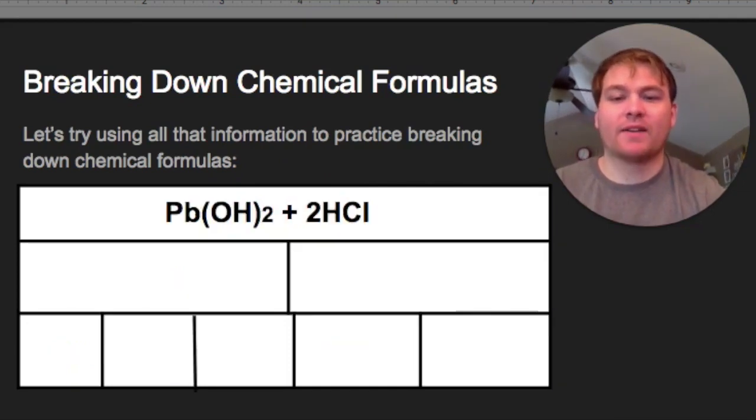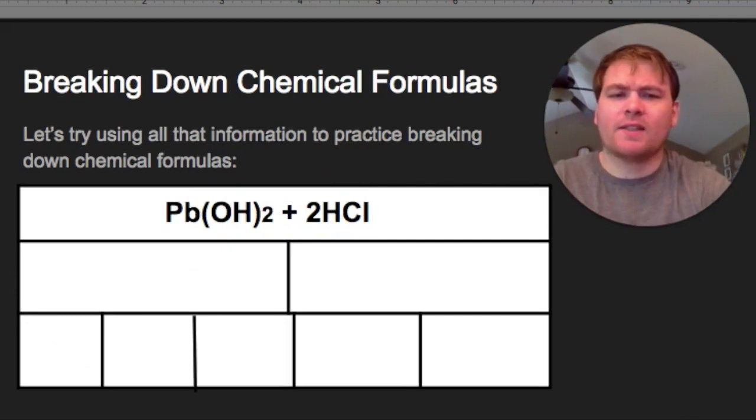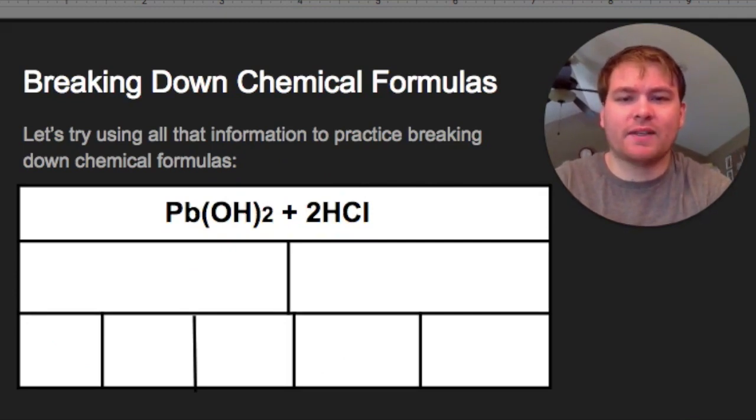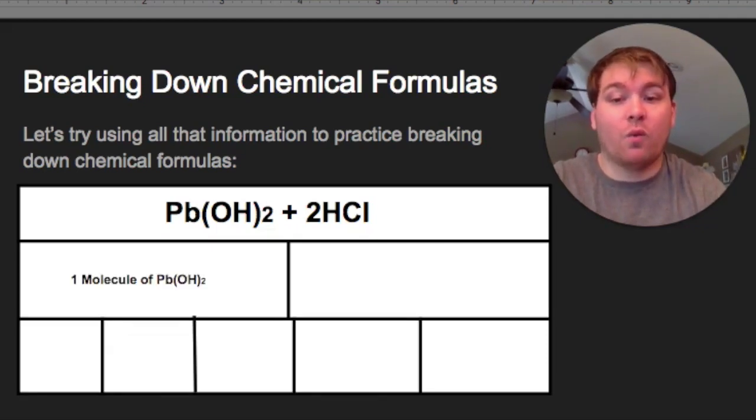Once you've had enough practice with these, you should be able to break all sorts of equations down. But then you'll come across some that look like this, and they have parentheses. What do I do with the parentheses? Well, first I'm going to write down how many of each molecule I have. I have 1 molecule of Pb(OH)2, and I have 2 molecules of hydrochloric acid.